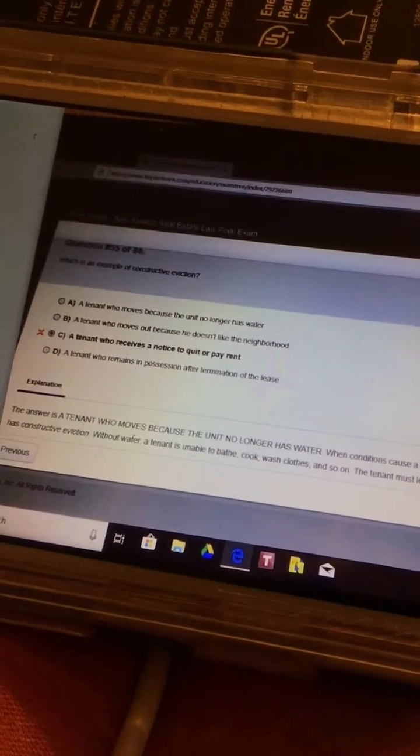Which is an example of constructive eviction? A, a tenant who moves because the unit no longer has water. B, a tenant who moves out because he doesn't like the neighborhood. C, a tenant who receives a notice to quit or pay rent. Or D, a tenant who remains in possession after termination of the lease.